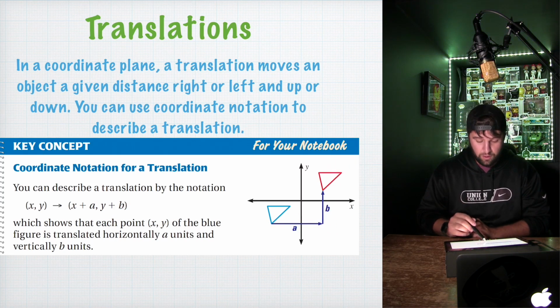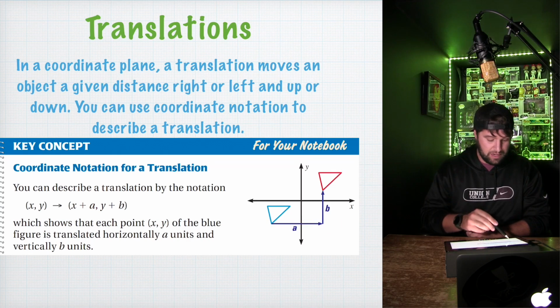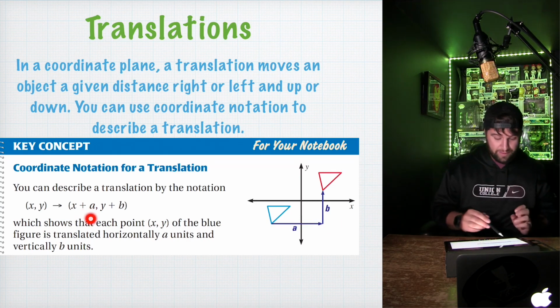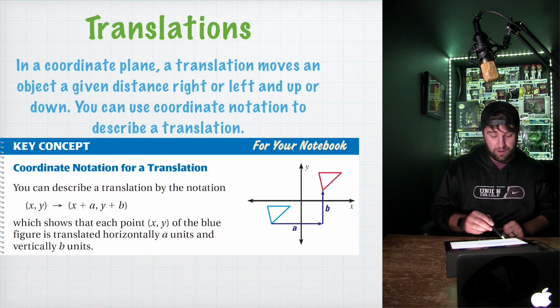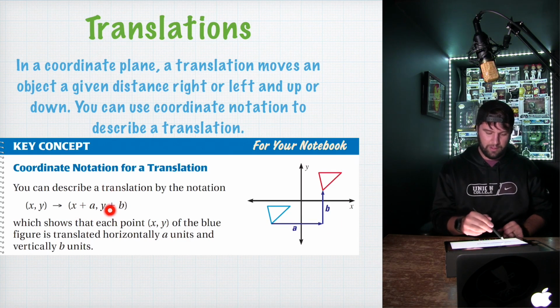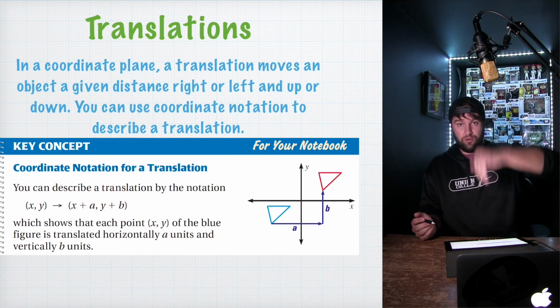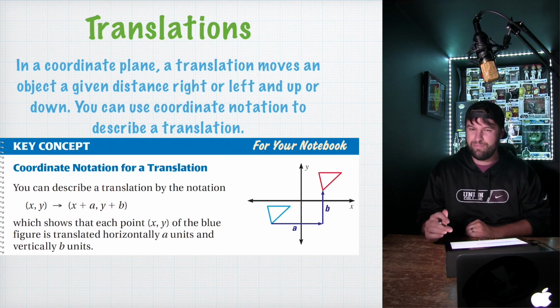So if you're going horizontally right, it's going to be addition. If you're going horizontally left, it's going to be subtraction. Same here. If you're going vertical up, it's going to be addition. Vertical down will be subtraction. Okay? Remember that.